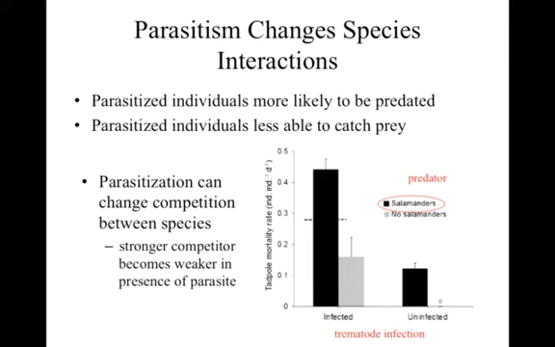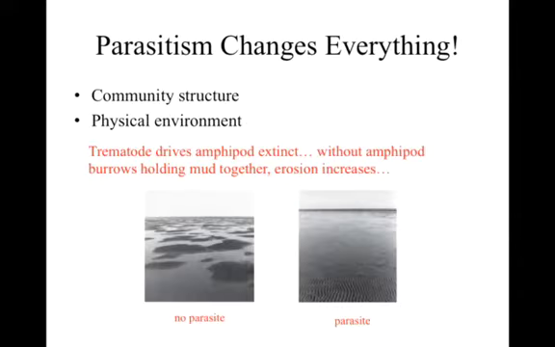Parasitization can also change competition between species. So frequently, without a parasite, one species will be a stronger competitor and the other will be a weaker competitor. But then when we introduce a parasite, we'll actually find that that reverses, and so the stronger competitor becomes the weaker competitor when the parasite's around. And then parasitism can actually change whole communities, and it can change the physical environment.